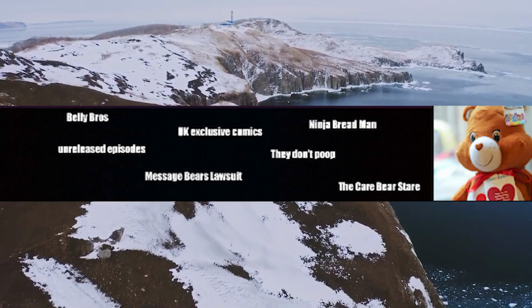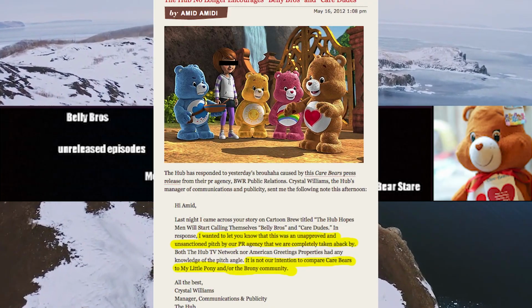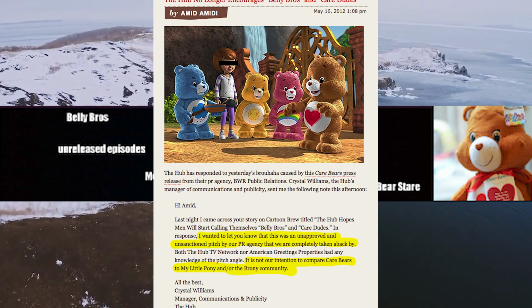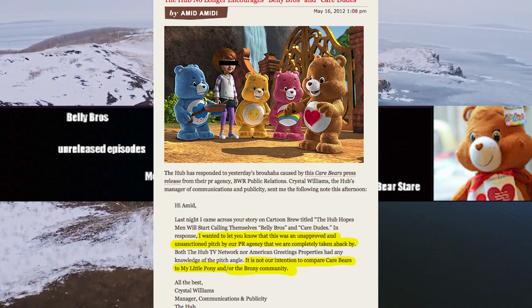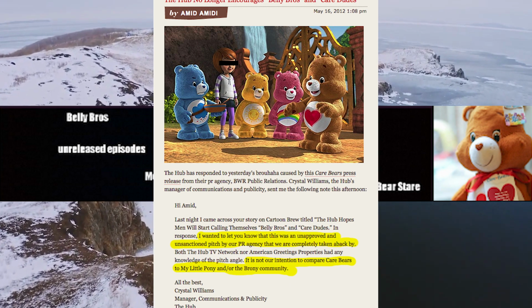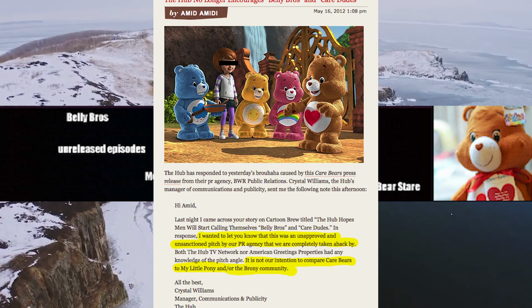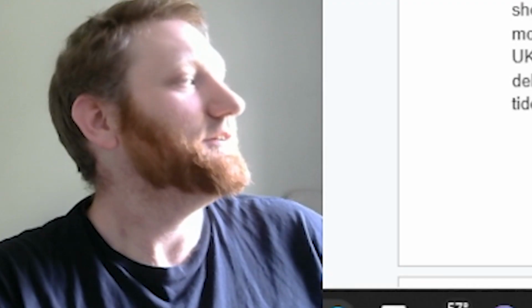Belly Bros. In 2012, leading to the Welcome to Care-a-Lot premiere, internal emails among Hasbro and then network The Hub revealed that the writers were hoping to get fans of the show to call themselves either Care Dudes or Belly Bros, in response to the brony movement at the time. This didn't end up happening.